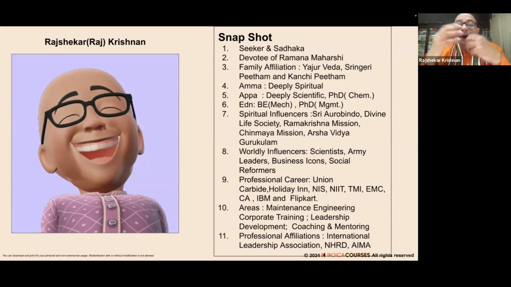My worldly influences are scientists. That's because of my dad. Army leaders, I have a fascination. I'm a kind of Kshatriya and want to fight it out. Then, of course, I've been in business, so there are a lot of business icons. And social reformers, because we obviously need to take cues from them, since society needs reformation at every point in time. And we are the most malleable, and we have this difference between Shruti and Smriti.